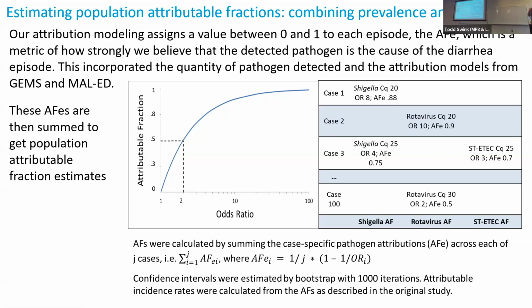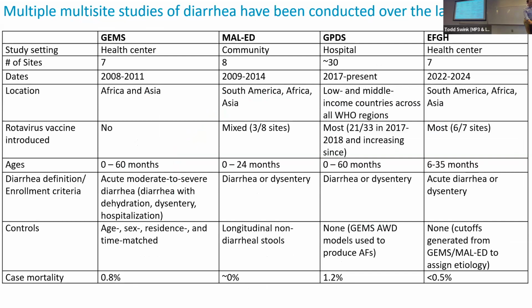At the individual level it's a bit of a funky metric, but if you add those attributable fractions across all of your cases, then you get a population-level metric. So no cutoff, no yes or no pathogen detected. It's all just scaled to how strongly, based on the quantity detected, we can infer that it is the etiology. And then you do that a bunch of times.